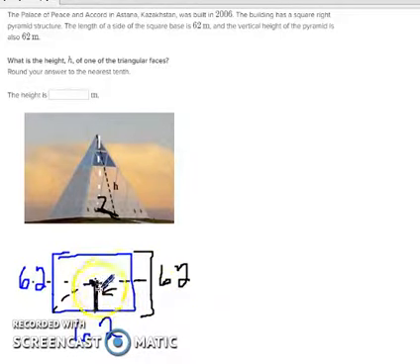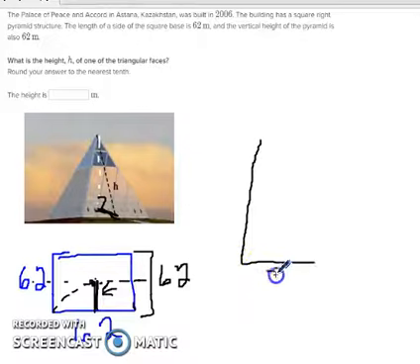So this piece right here is half of this 62. From here to here is 62. From here to here is 31. So from here to here is also 31. Okay, so I know that the bottom of the triangle that I'm going to make is 31. Not sure why I drew 32 there. Okay, and then if this was the line that they dropped from the top, this white line that they dropped down to the bottom, it says that that's 62.